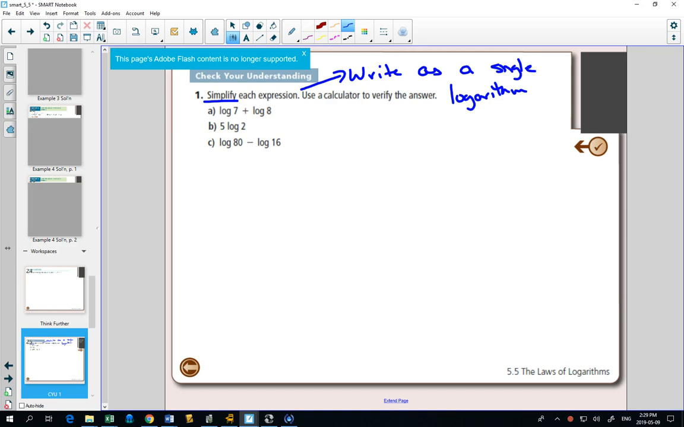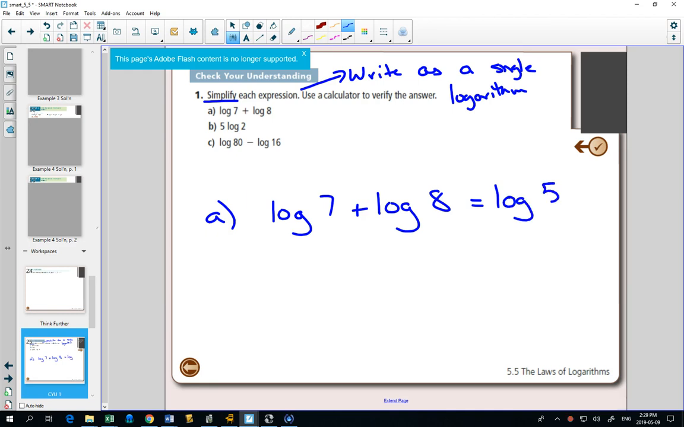So for part A, do I have the same base here? What is the base? The base, when it's not written, is a base of 10. So I have log 7 plus log 8. Since they both have a base of 10, I could use the log law that says when you add two logarithms, it's the same as multiplying inside. And 7 times 8 is 56.